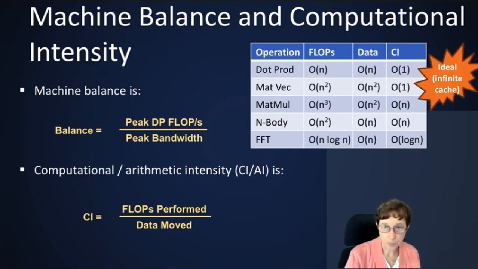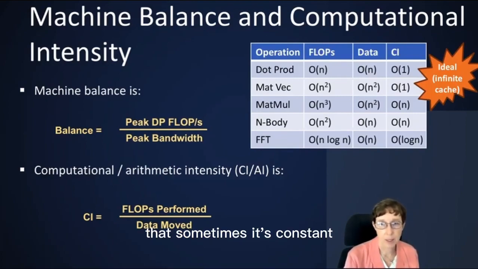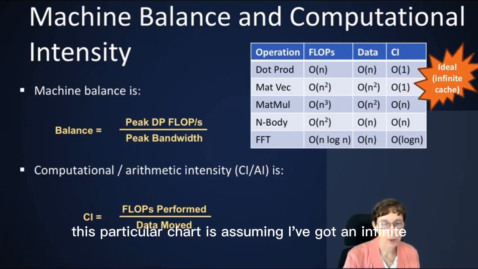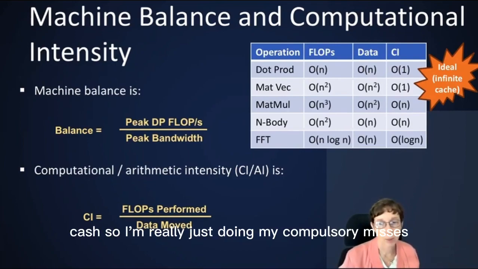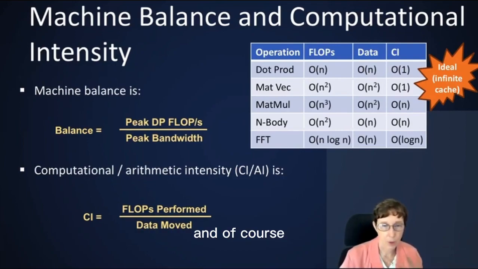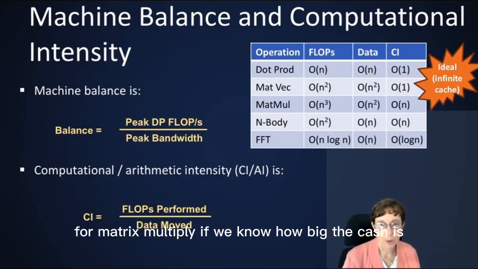So here, we can actually compute it in big O notation, that sometimes it's constant. And then we've got something that's order n. Now, in this case, this particular chart is assuming I've got an infinite cache. So I'm really just doing my compulsory misses. And of course, we can come up with much better estimates of computational intensity for a matrix multiply if we know how big the cache is.